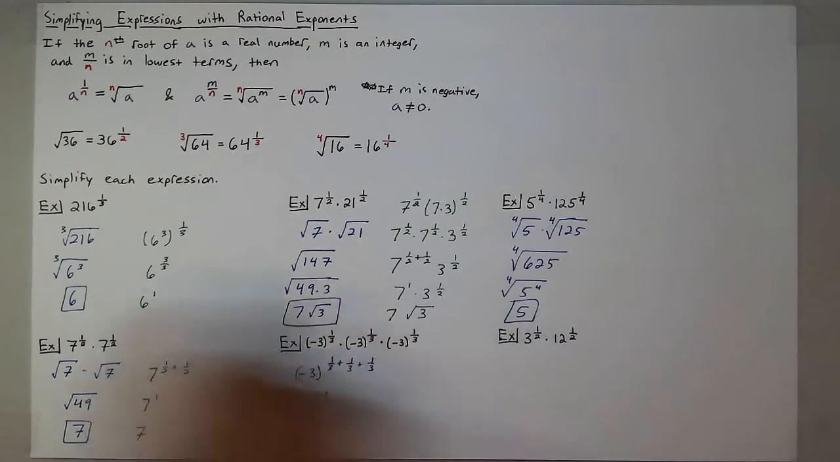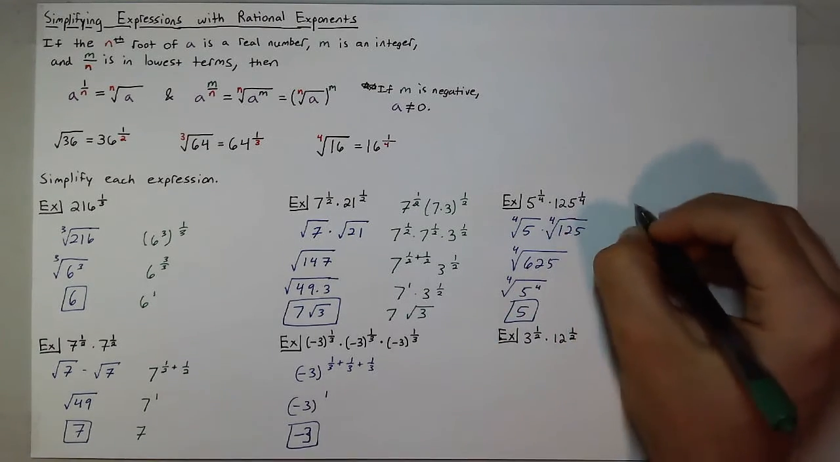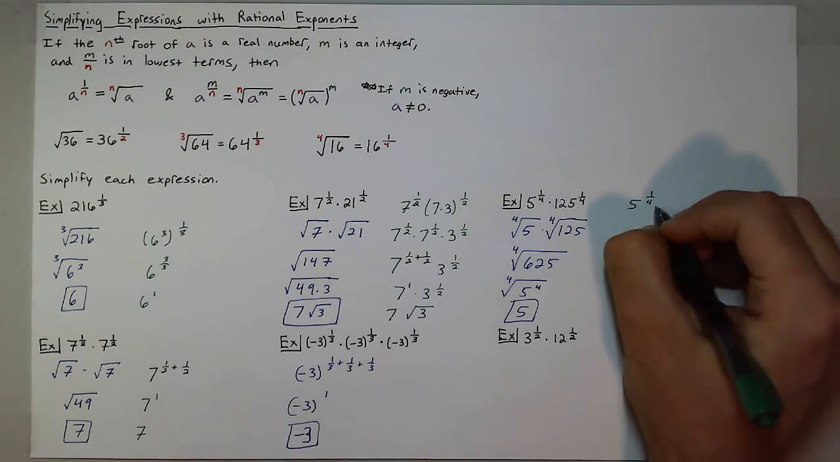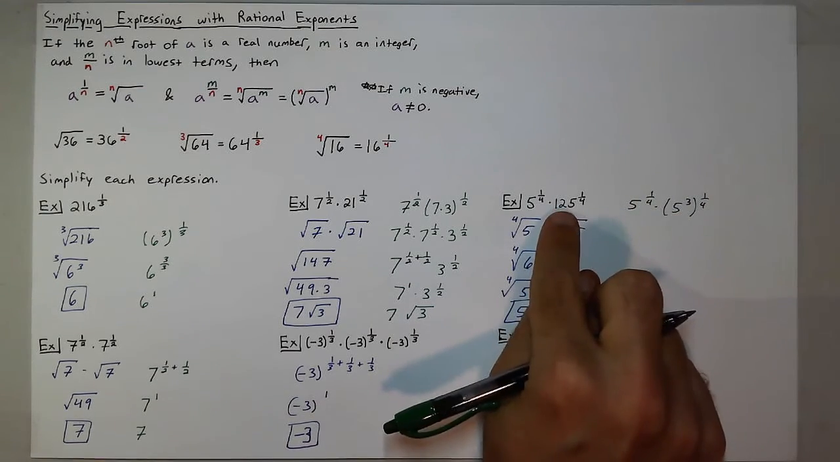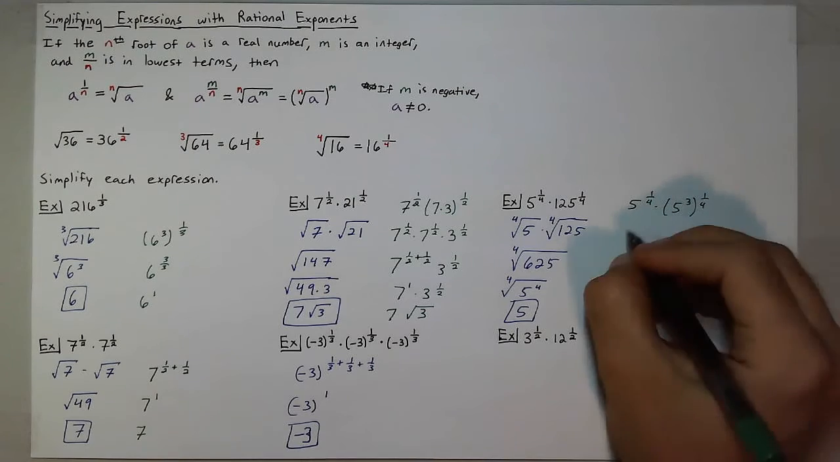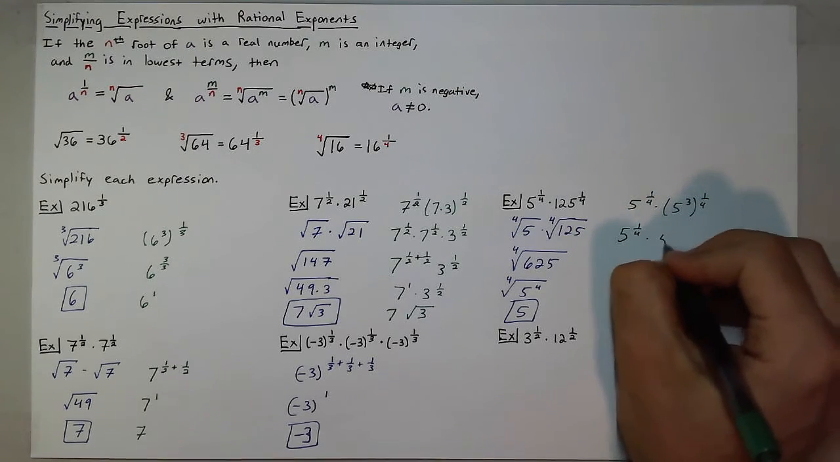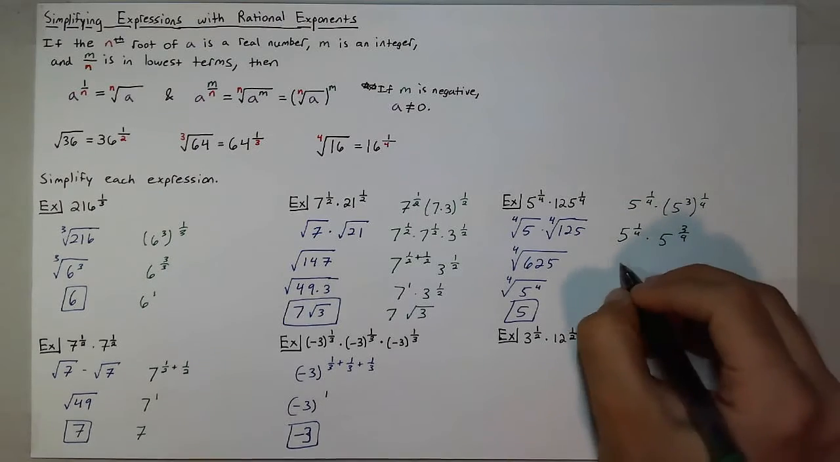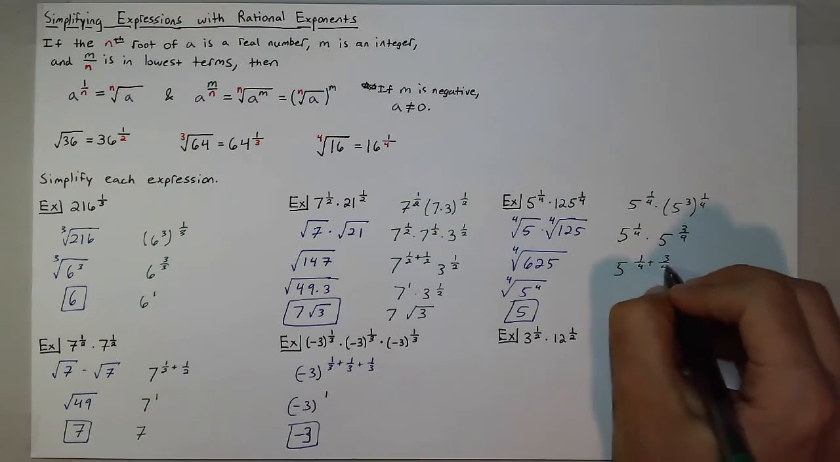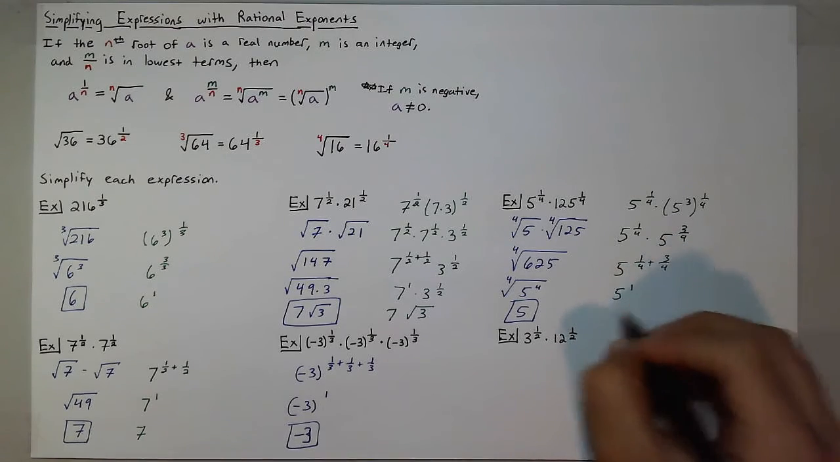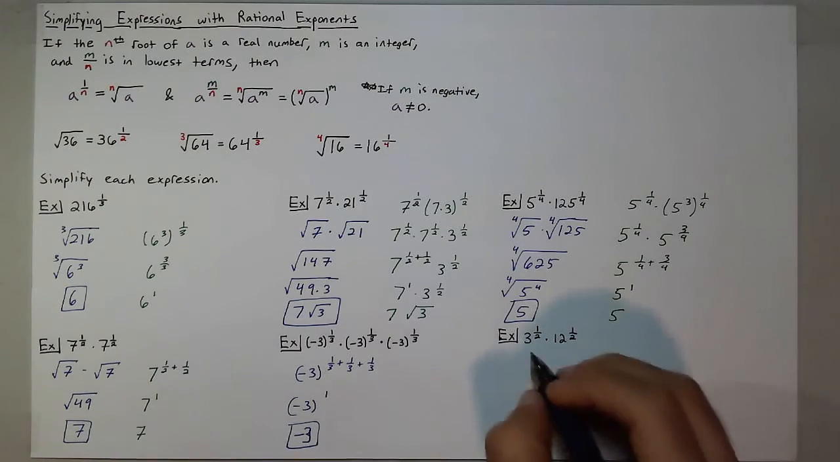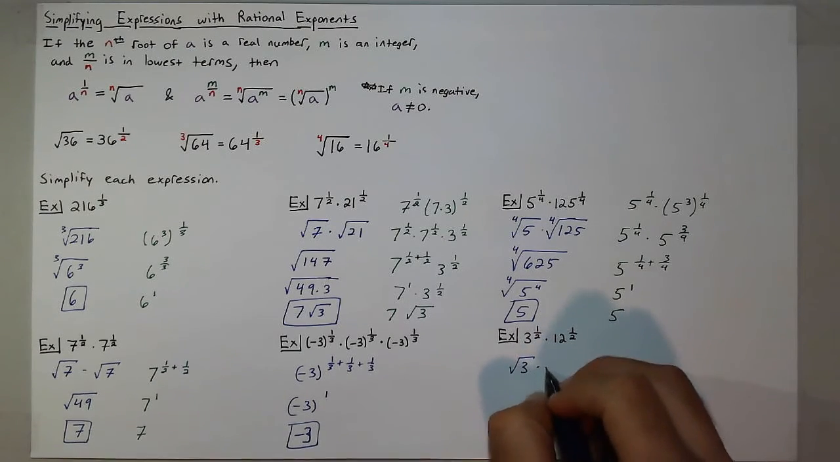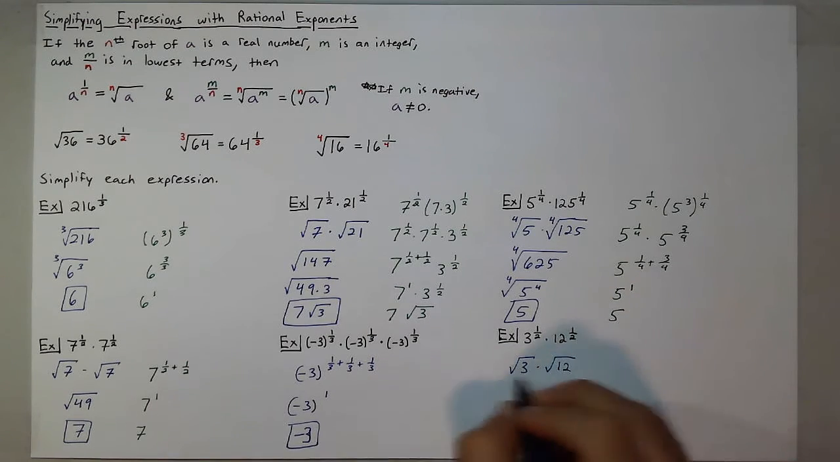Another way to get to this answer using exponents, I could rewrite this as 5 to the 1/4 times 5 to the 3rd to the 1/4, since 5 to the 3rd is 125. Then I can multiply 3 times 1/4. So I get 5 to the 1/4 times 5 to the 3/4, then add those exponents together, which gives me 5 to the first, which is 5. Lastly, I have 3 to the 1/2 times 12 to the 1/2, which I can write as the square root of 3 times the square root of 12. Multiplied together that gives me the square root of 36, which is 6.